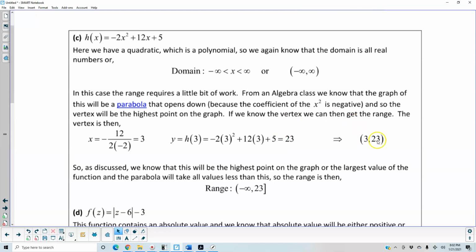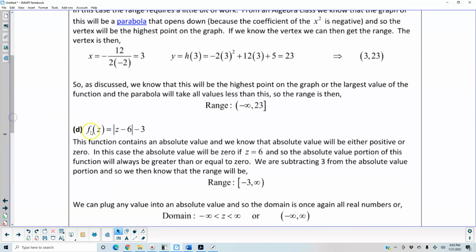So the 23 is the y value, which is the largest value of that function, which is the maximum. So as discussed, we know that this will be the highest point on the graph or the largest value of the function, and the parabola will take all the values less than this. So the range is then parentheses negative infinity, comma 23 with a bracket.